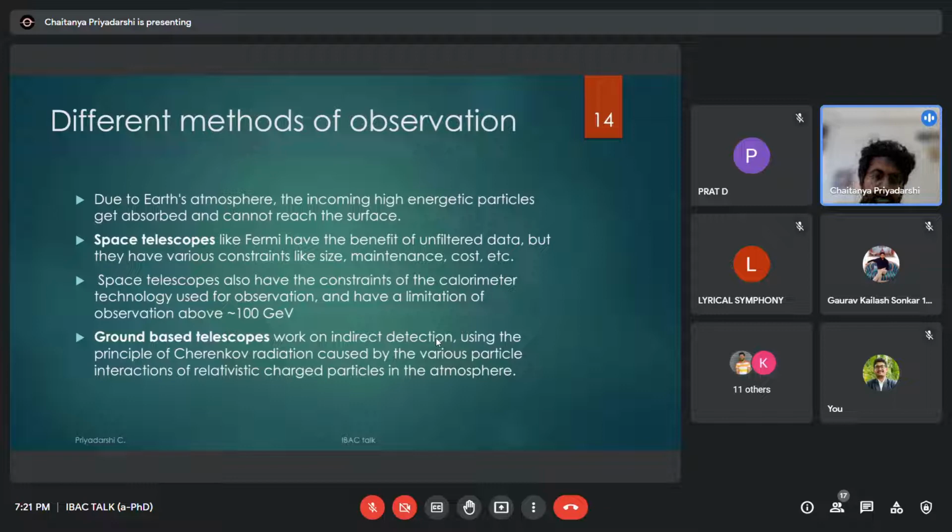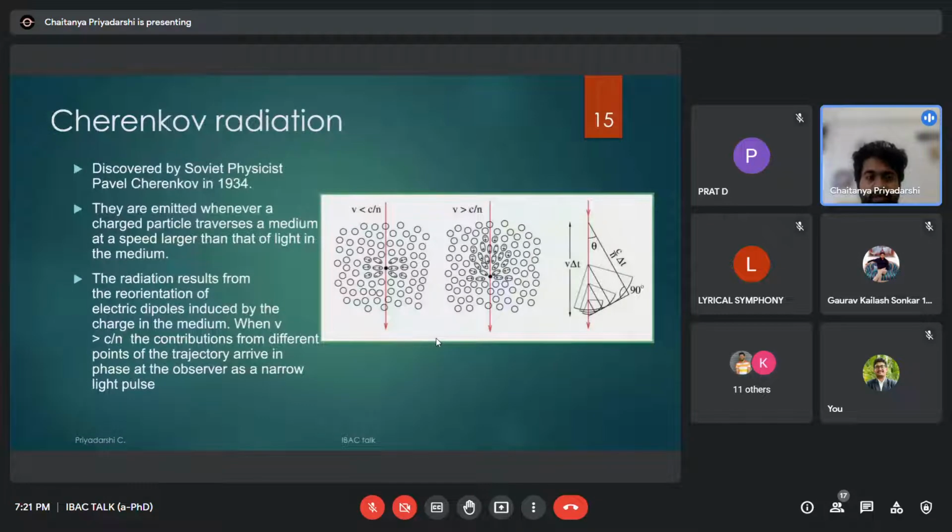So we do try something like ground-based telescopes, which work on indirect detection, unlike space telescopes. We use the principle of Cherenkov radiation, which is caused by various particle interactions of relativistically charged particles in the atmosphere. I'll explain briefly how this radiation works. It was discovered by Soviet physicist Pavel Cherenkov in 1934. The basic idea is that this radiation is emitted whenever a charged particle traverses a medium at a speed larger than that of light in that medium.